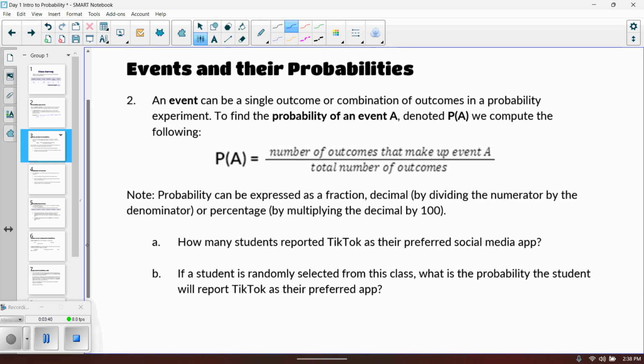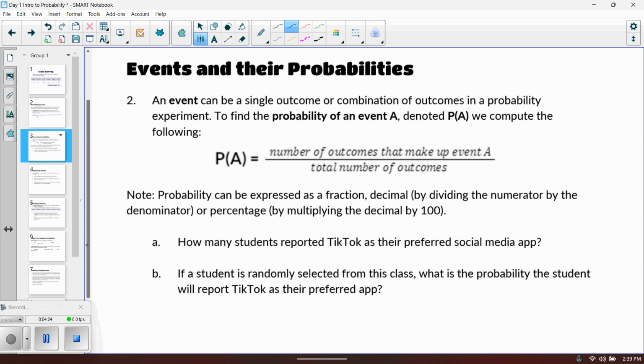Now let's talk about the events that happen and what their probabilities are. So an event can be a single outcome, one potential outcome, or a combination of outcomes in a probability experiment. To find the probability of some kind of event, and we'll call that event A for now, it's denoted as P(A). It kind of looks like multiplication, but when you're dealing with probabilities, it's not. It's the probability of A happening. Ultimately, it's simply the number of outcomes that make up event A divided by the total number of outcomes. It's a really simple thing to do.